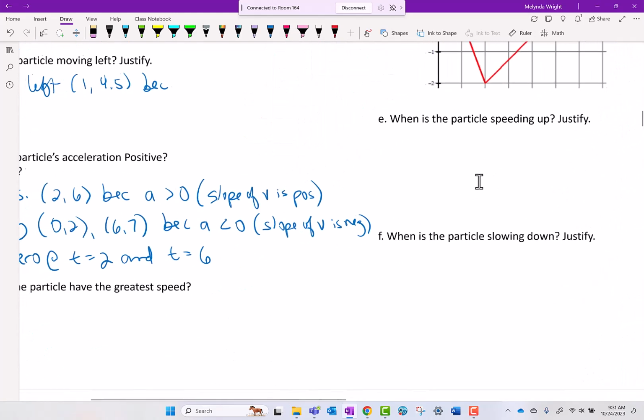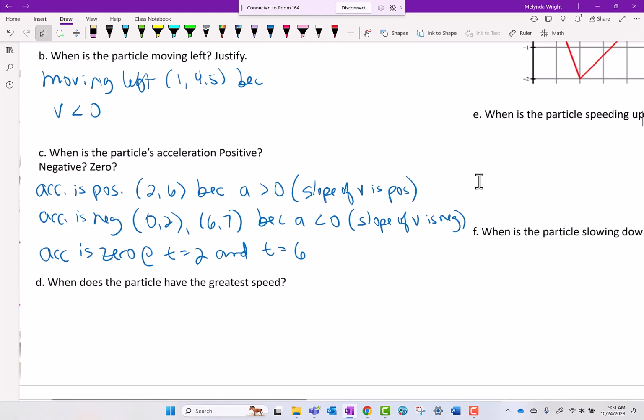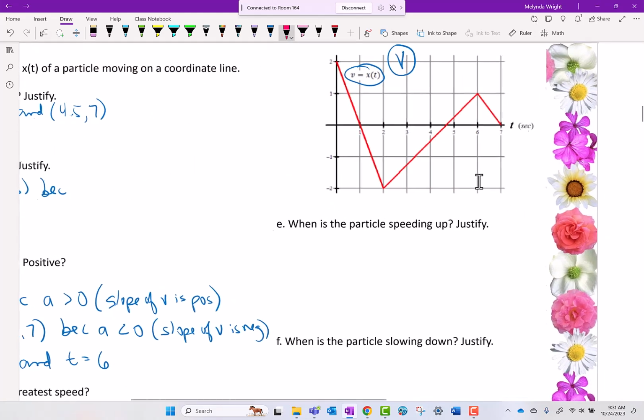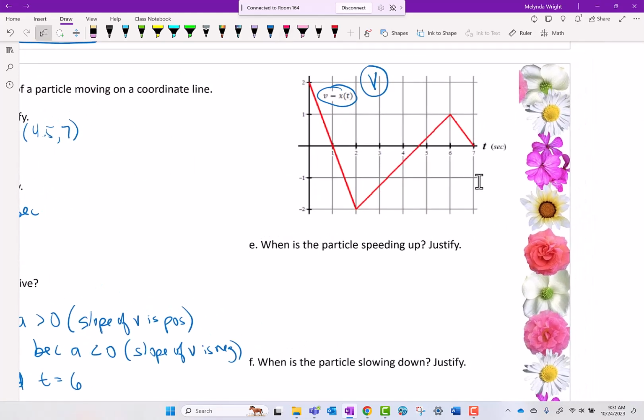It wants to know the greatest speed. And it's asking when. When do we have the greatest speed? So what is the very biggest y value? 2. I have 2 here, and I have negative 2 here. What is that going to make a difference? It's just direction. Yeah. So, I mean, there's 2 times where the speed is the greatest, right? The speed is greatest at 0, at time 0, and at time 2.